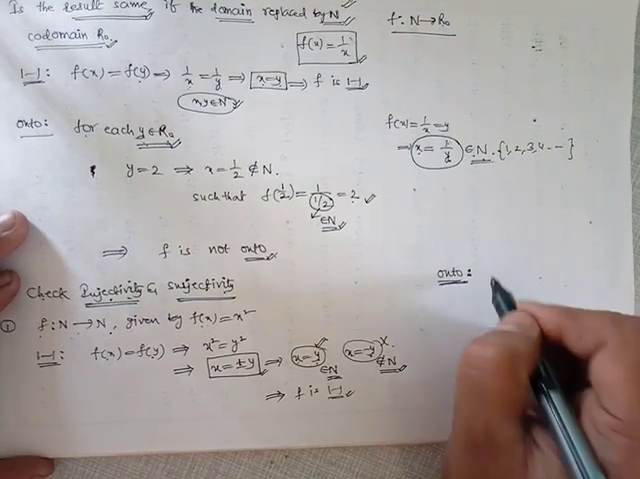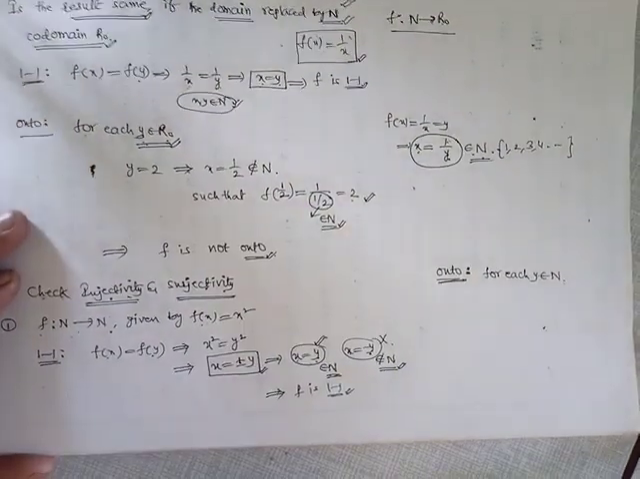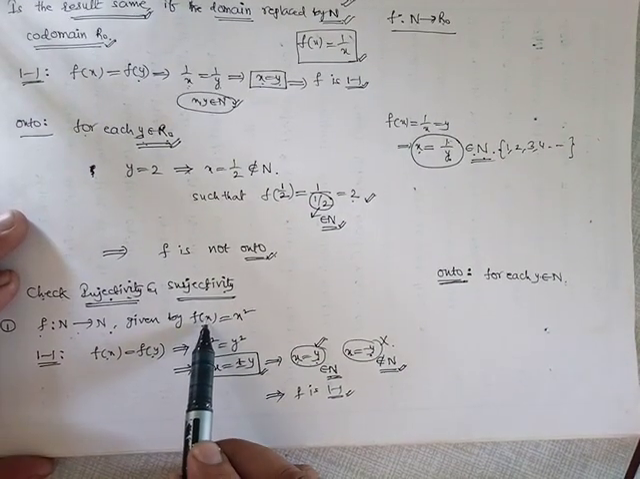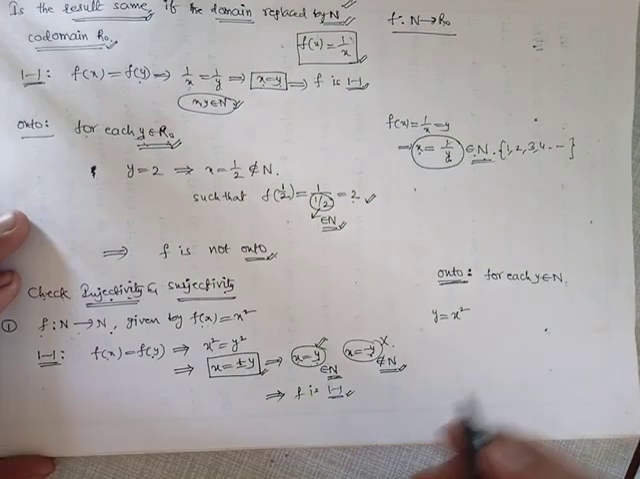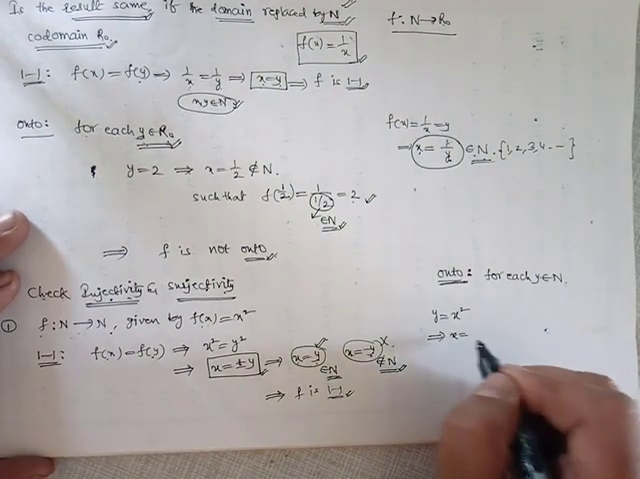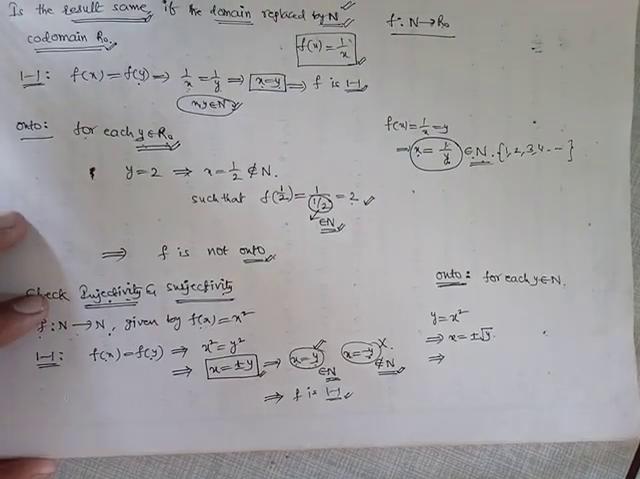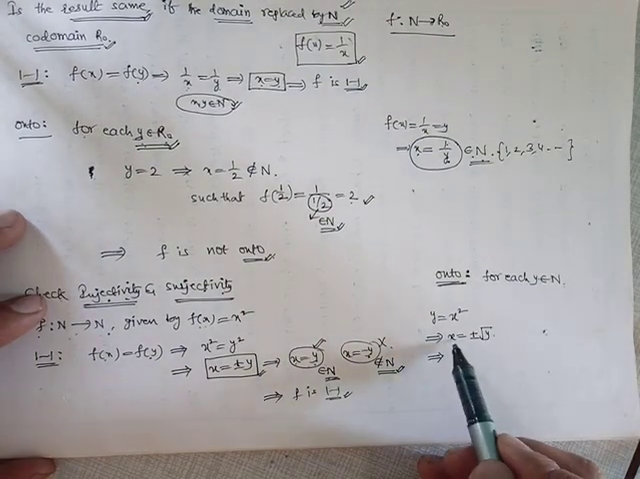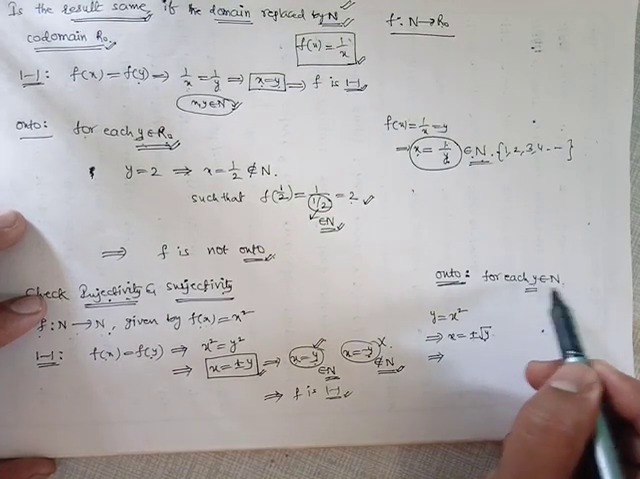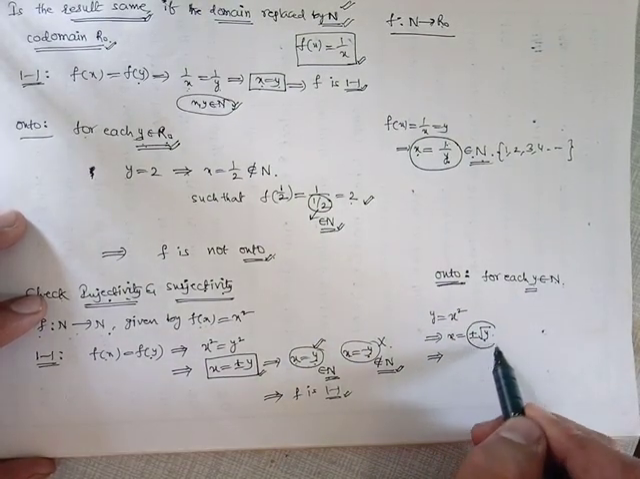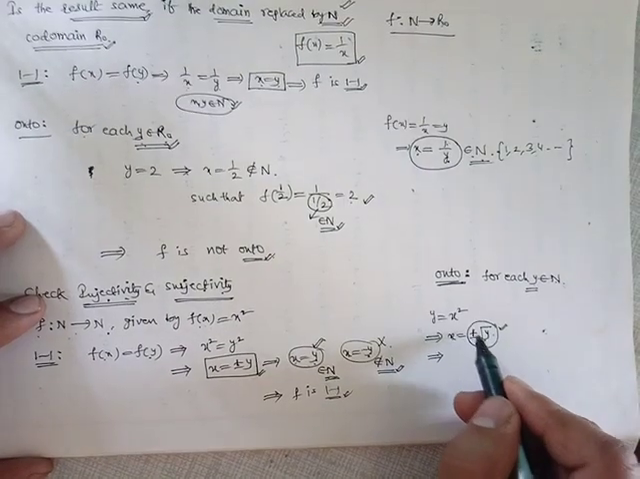Coming to the onto case, for each y belongs to natural numbers, make y is equal to f of x is equal to x square. Then check here, y is equal to x square. This implies x can be taken as plus or minus square root of y. Now we'll see, for each y belongs to natural numbers, you should get plus or minus square root of y. Now how can it be taken as square root of y?